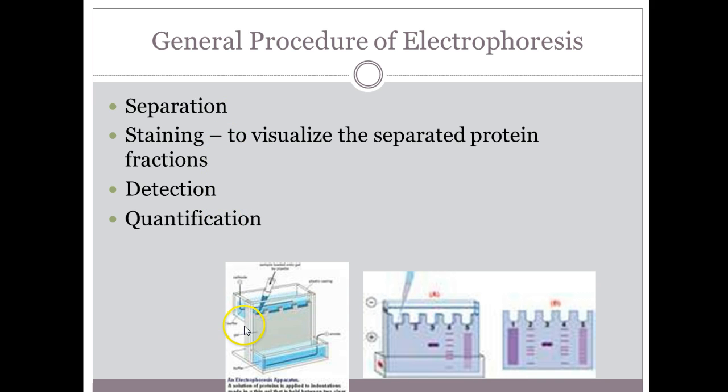Here's an example of one that's being done upright. This patient sample is being added to these wells. This whole piece right here is gel. We apply electrical charge. Here's a negative charge and here's a positive charge. Over time, it's going to travel through the gel because of the electrical charge. Different molecules are going to stop, as you can see these lines in here, at different areas. We're able to look at where they stop to determine what they may be.